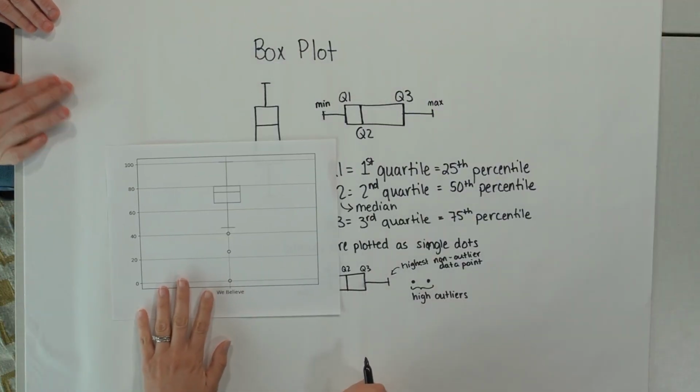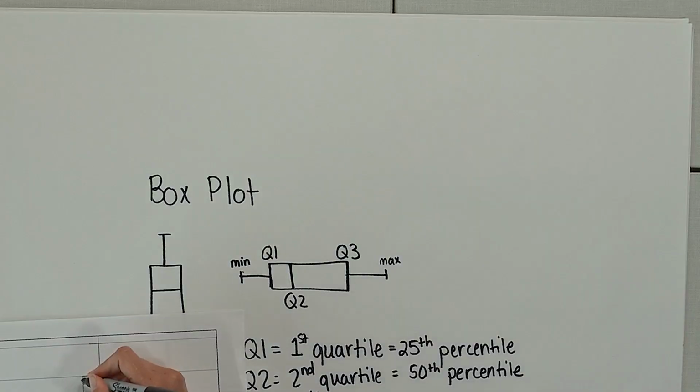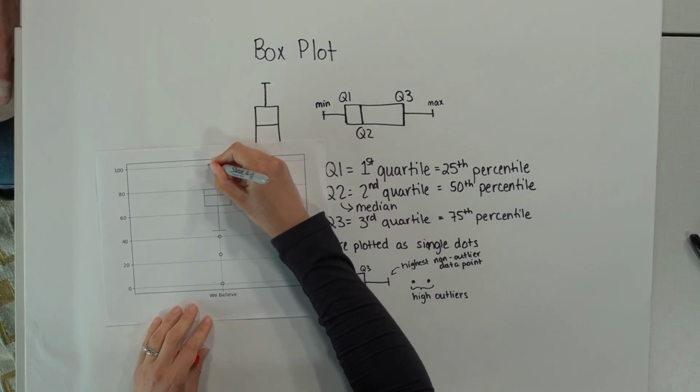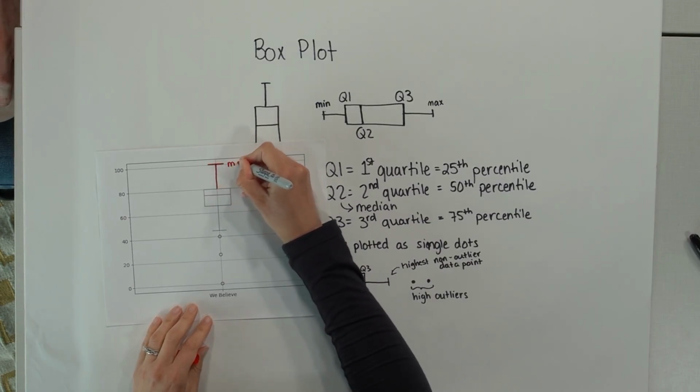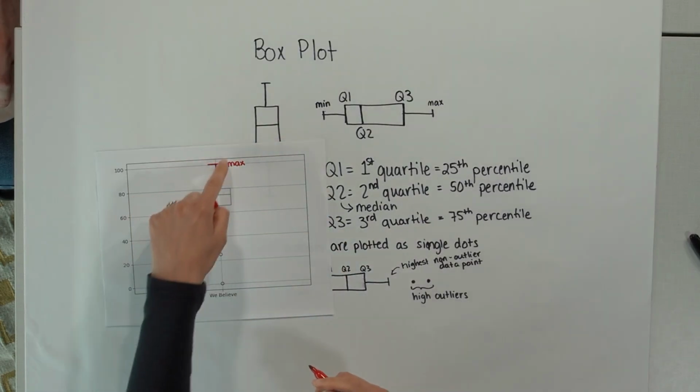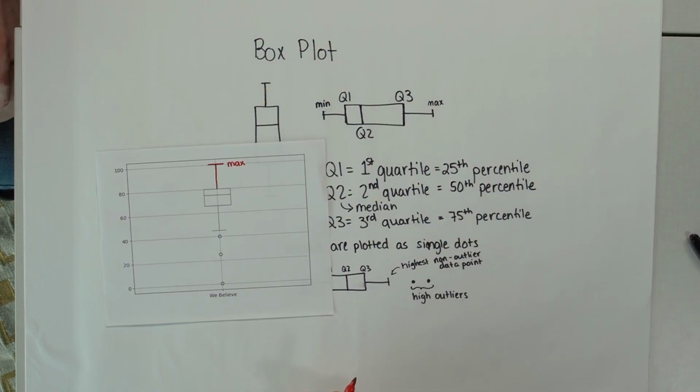Yeah, so we have this vertical box plot right here, and I'm going to highlight it in red just so we can see exactly what we have going on. We have our whisker that goes up to 100%, and that's going to be our maximum value because I don't see any dots above that. So this box plot has no high outliers, which is okay. Sometimes we have high outliers, sometimes we have low outliers, sometimes we have both, and sometimes we have neither.